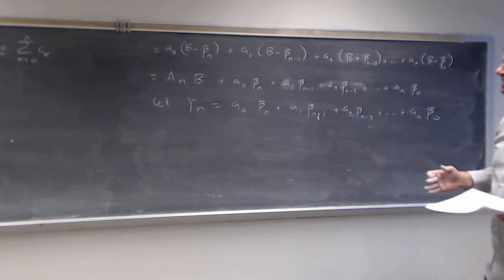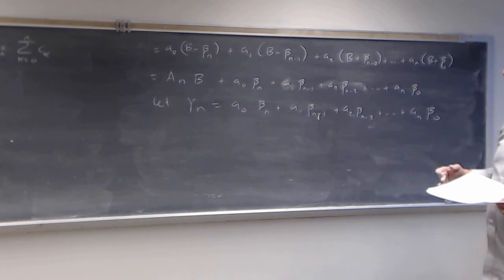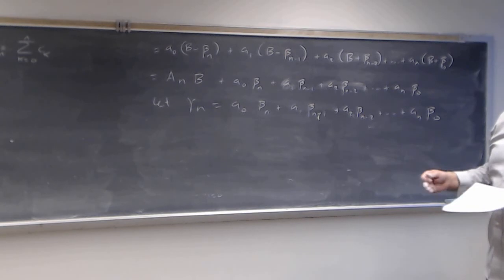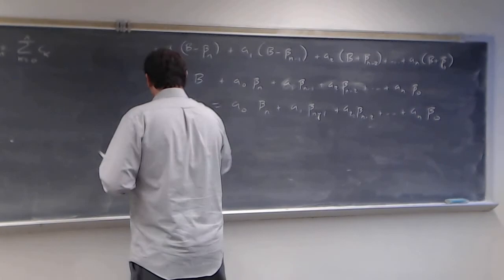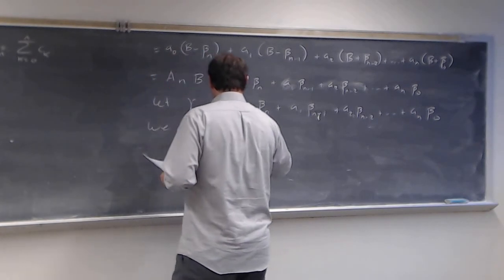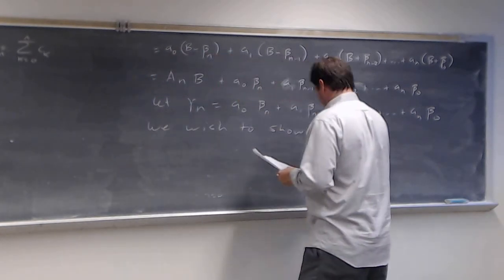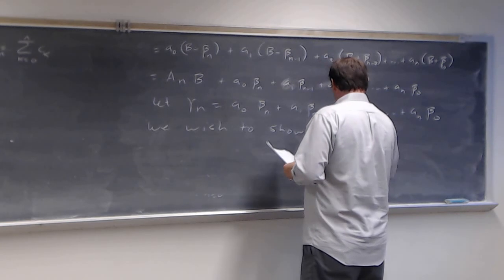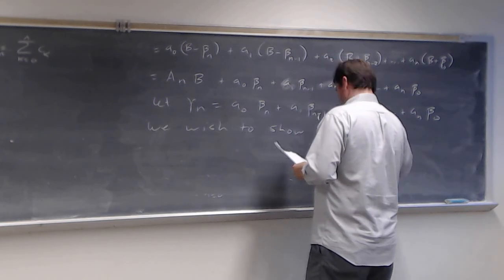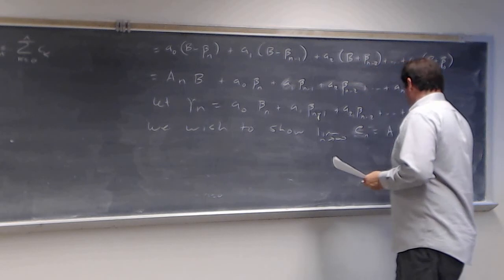Remember, this is what c sub n is equal to. And what are we trying to show? That the script c sub n's, which were the partial sums for the product, converge to ab. Let me write that down. We wish to show that the limit as n goes to infinity of the script c sub n's equals a times b.